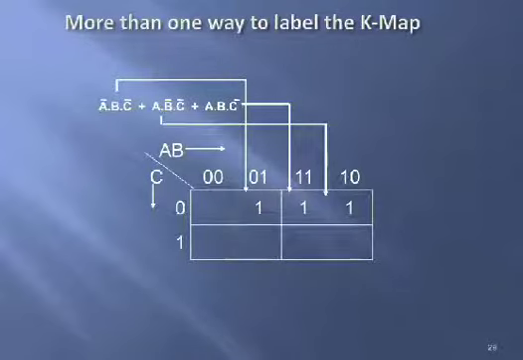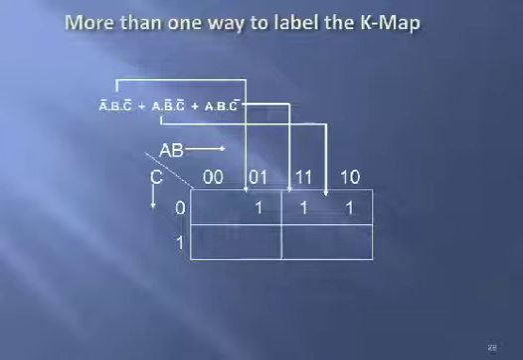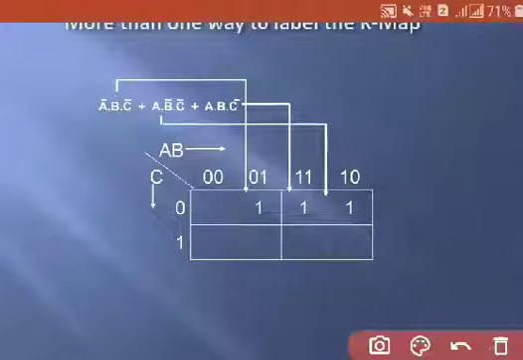There is more than one way to label the K-map. This is another way of labeling the K-map. You can adopt only one procedure; no need to remember the other. In the earlier case, I took the variables like this: A here and BC here, so that you get the minterms like this: 0, 1, 2, 3, 4, 5, 6, and 7. This is one way of writing the K-map.